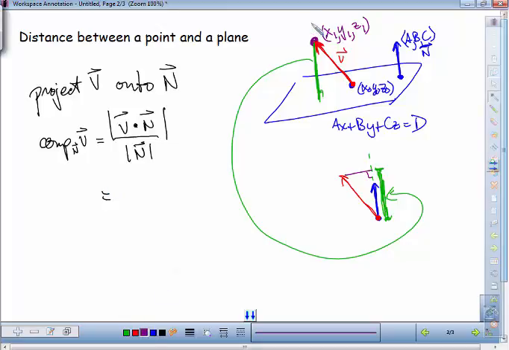So if we call this P1, and we'll call this P sub 0, then V is really P1 minus P sub 0, and we're dotting that with N. And so if we remember our distribution rules for the dot product, we can distribute this with P1 dotted with N minus P naught dotted with N.